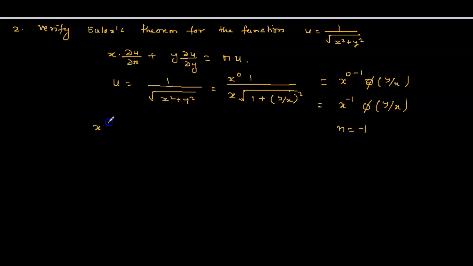So x into del u by del x plus y into del u by del y is equal to n into u. What is n here? Minus 1. So it equals minus u. This is the answer here. Now we will verify this by differentiating with respect to x and y.